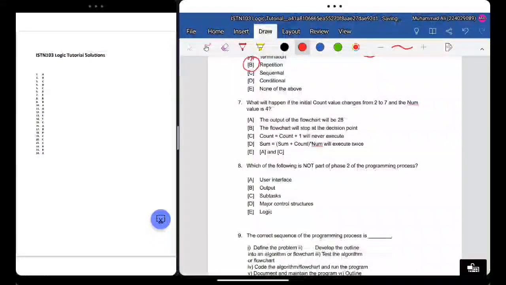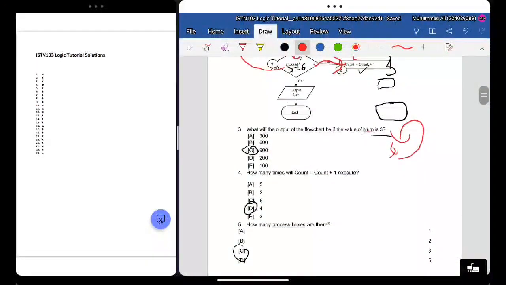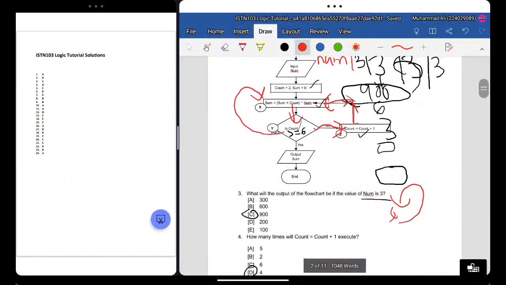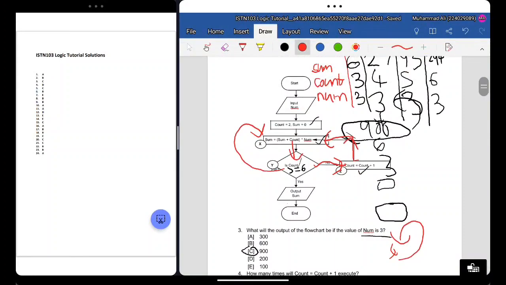What will happen if the initial count value changes from 2 to 7, and the num value is 4? Okay, so if the initial is 2 to 7. So, okay, just let me erase all this.